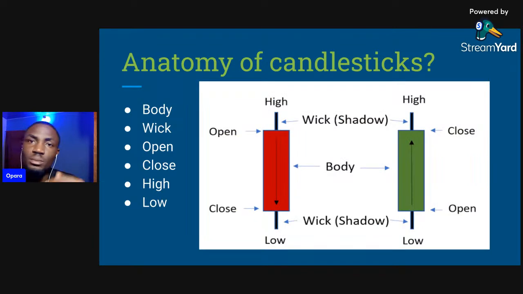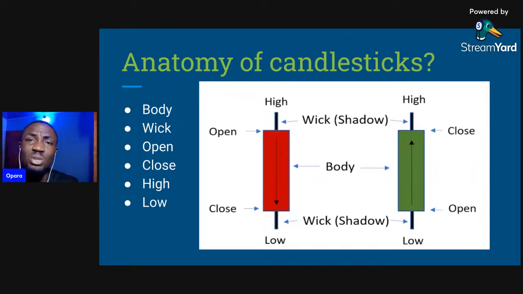Now, what is the anatomy of a candlestick? By anatomy, we mean the parts of a candlestick. As you can see there, these are basically the two types of candlesticks we have. The anatomy, which are the parts, include the body, the wick, the open, the close, the high, and the low.